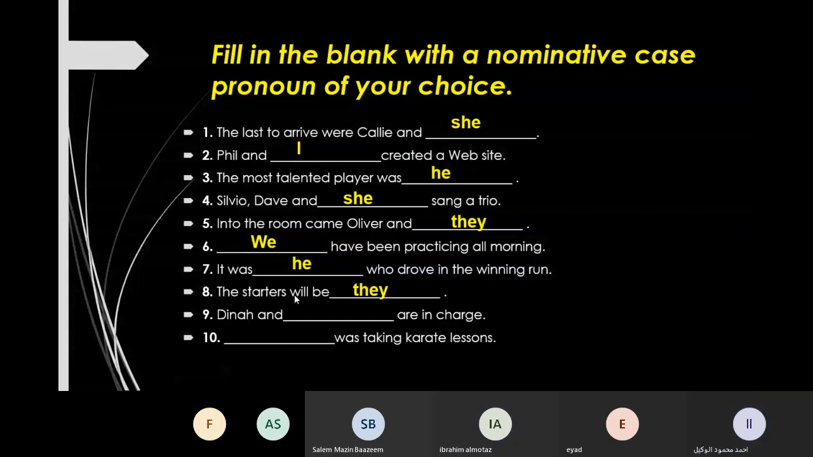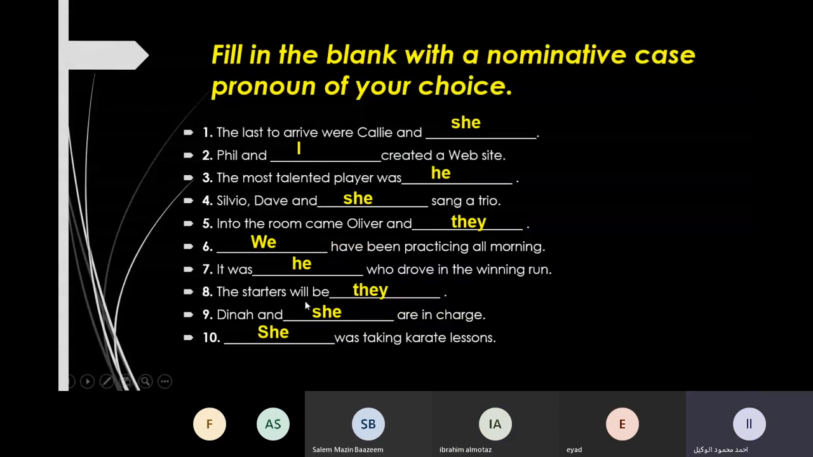Salim, yes. Dina and she are in charge. Dina and she are in charge, right? And last but not least, Ibrahim. Be careful of the subject-verb agreement. Blank was taking karate lessons. He was taking karate lessons. He or she was taking karate lessons.